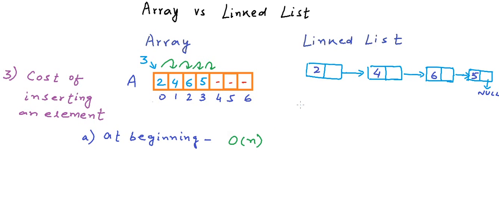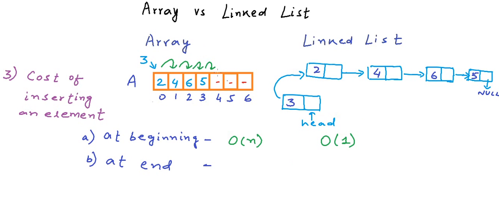In the case of linked list, inserting an element in the beginning will mean only creating a new node and adjusting the head pointer and the link of this new node. So the time taken will not depend upon the size of the list, it will be constant. So for linked list, inserting an element at the beginning is big O of 1 in terms of time complexity.